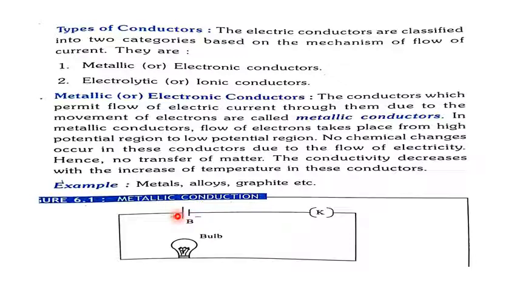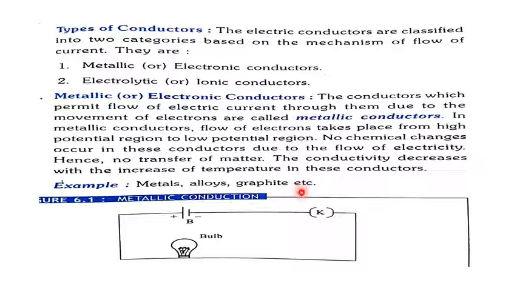When electricity is passed through the metallic conductor, no chemical changes occur due to the flow of electricity. Hence, no transfer of matter. Matter is also not transferred. The conductivity decreases with the increase of temperature in these conductors. Examples: metals, alloys, graphite, etc.